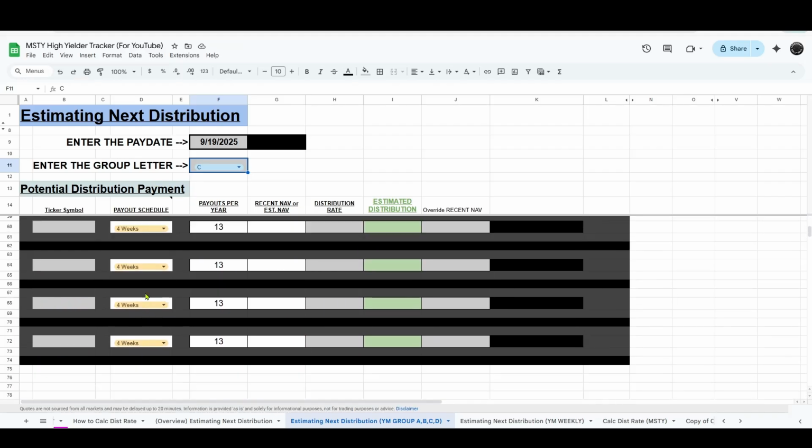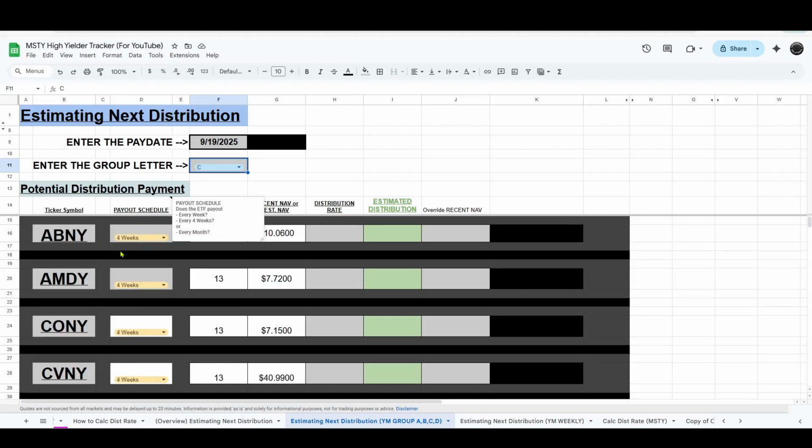It's all populated. This here is the payout schedule, and it's going to be every 4 weeks. So really, this one here is not going to change. And therefore, there are 13 payouts per year because it's every 4 weeks. Whenever I select that group letter, it will enter in the ticker symbol, and then it will also pull in the price from the past Friday.